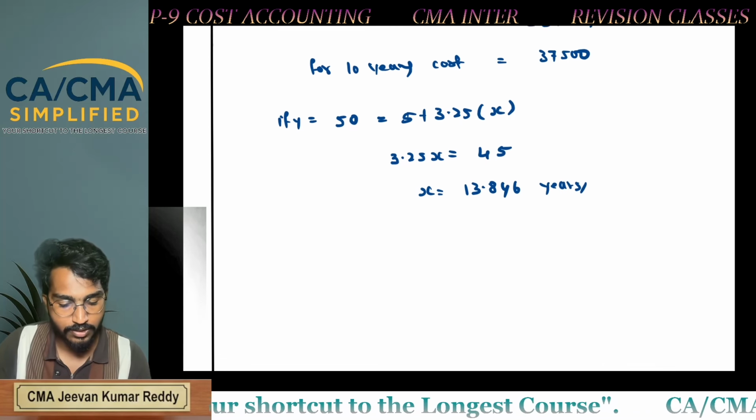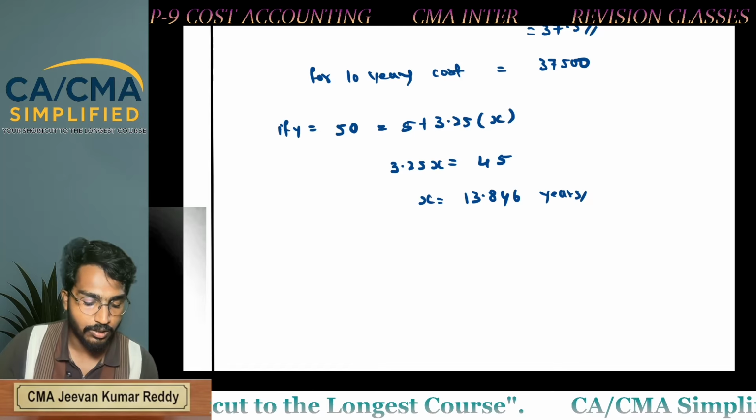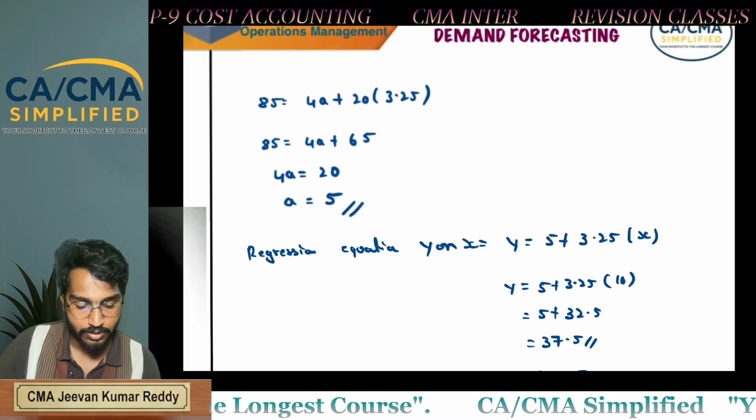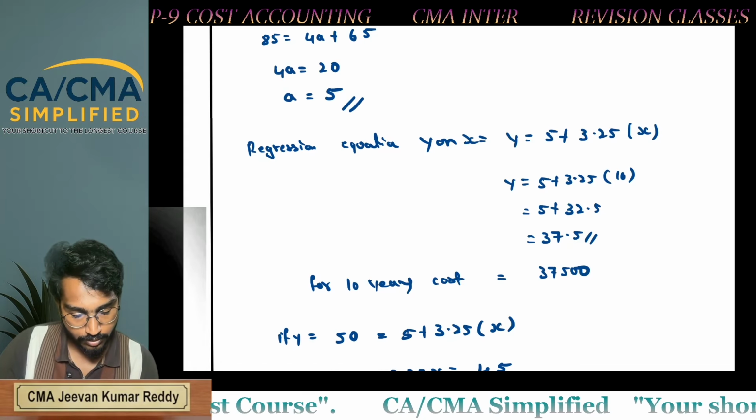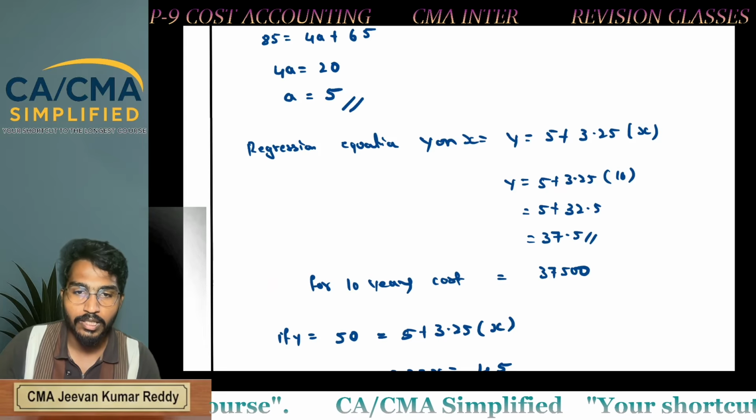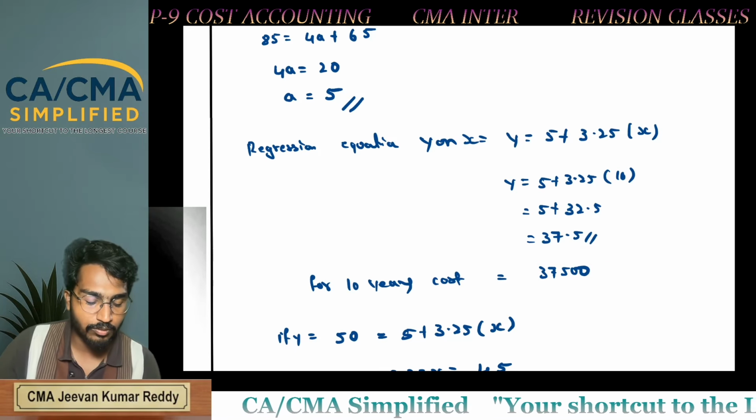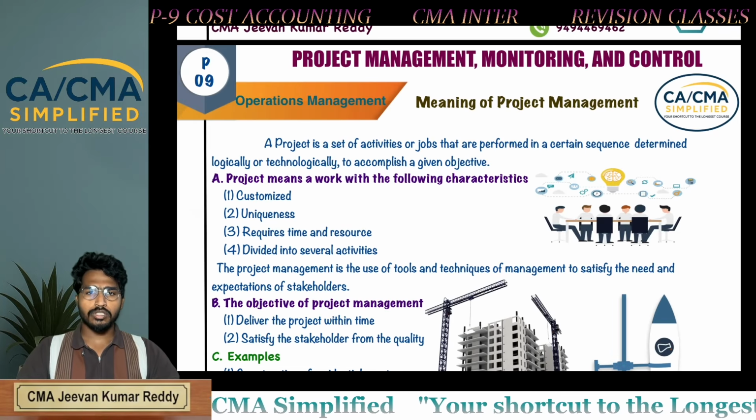So if the maintenance cost is 50,000, then the car age would be 13.846 years. If the car age is 10 years, then the maintenance cost will be 37,500. Coming into the next important chapter, project management.